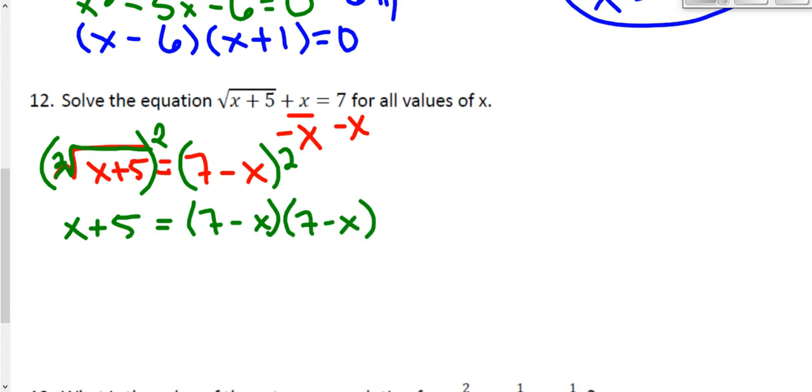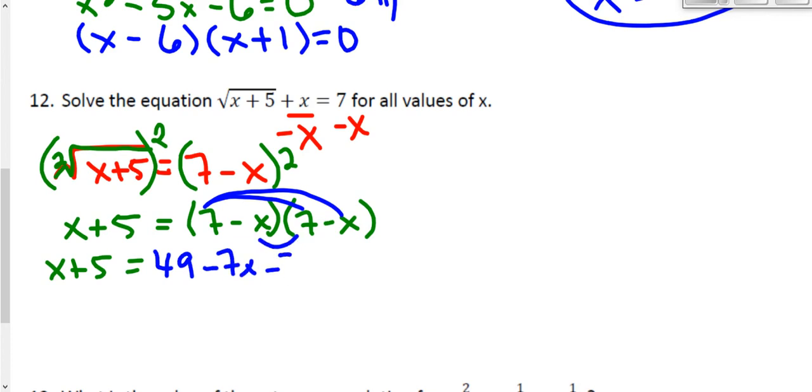I can't just distribute the squared. I have to FOIL here. So that means that x plus 5 is going to equal 7 times 7, 49. 7 times negative x, minus 7x. Negative x times 7, minus 7x. And negative x times itself, which is plus x squared.